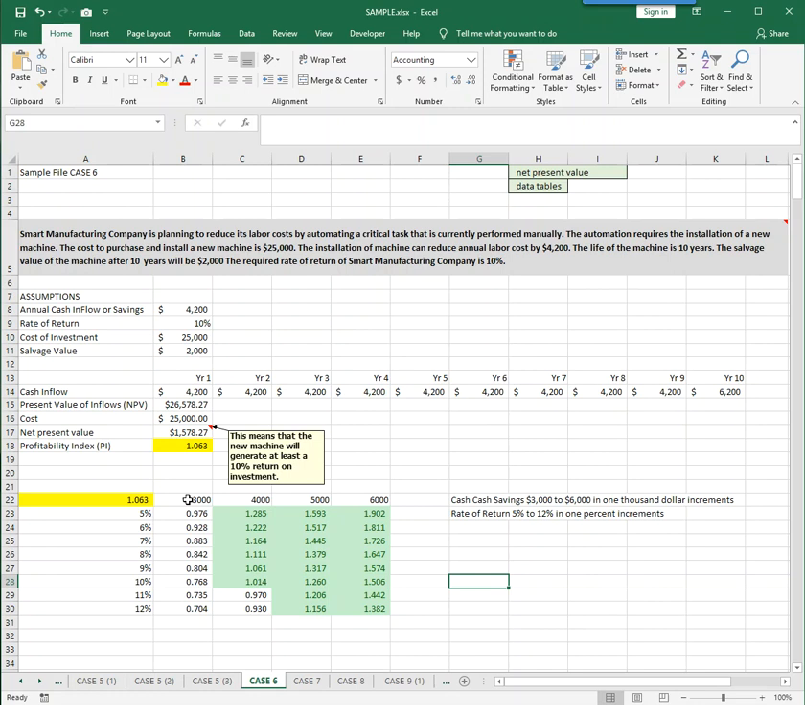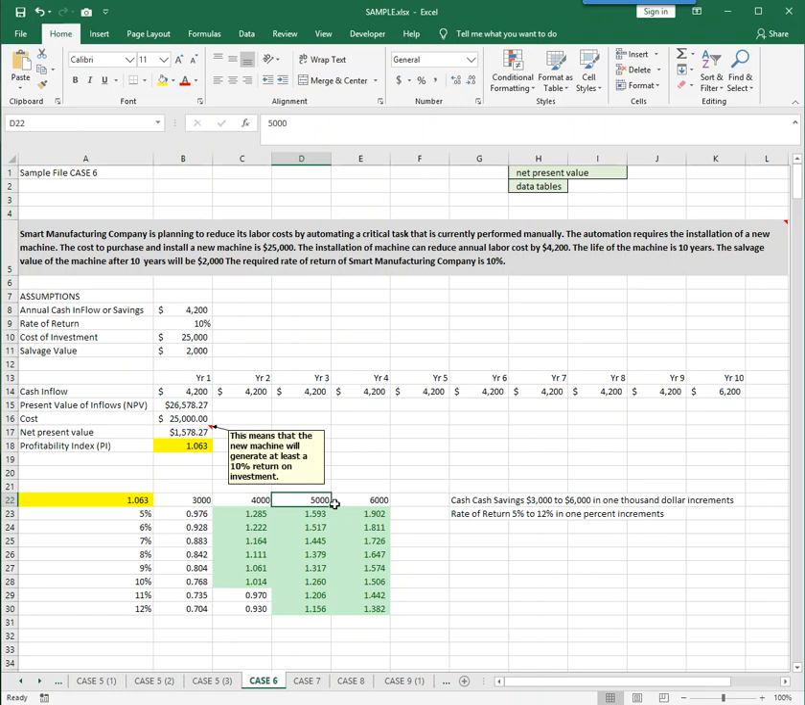So how do we interpret a data table? You can see that if this investment only makes a savings of $3,000 a year, then the rate of return will not even be 5%. So under neither of these situations should you make the investment. But if the annual savings go up to $4,000, definitely will make a 5% return, and all the way up to a 10% return, but you will not make an 11 or 12% return.